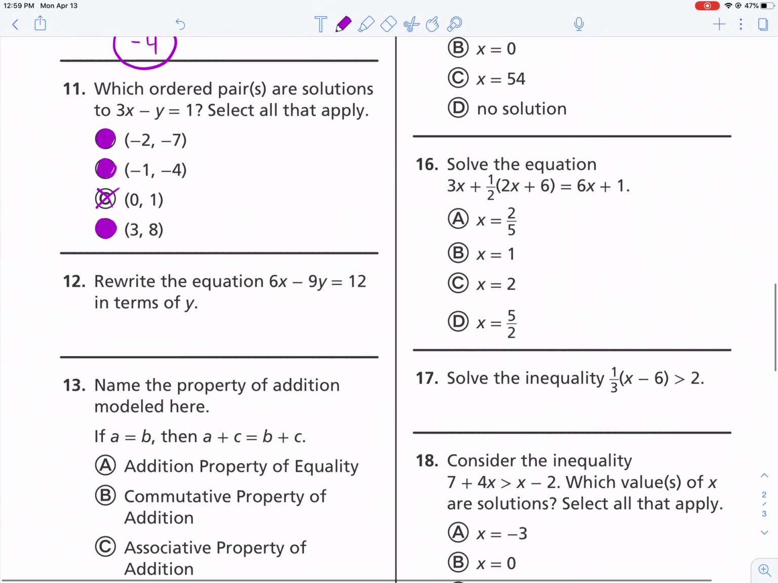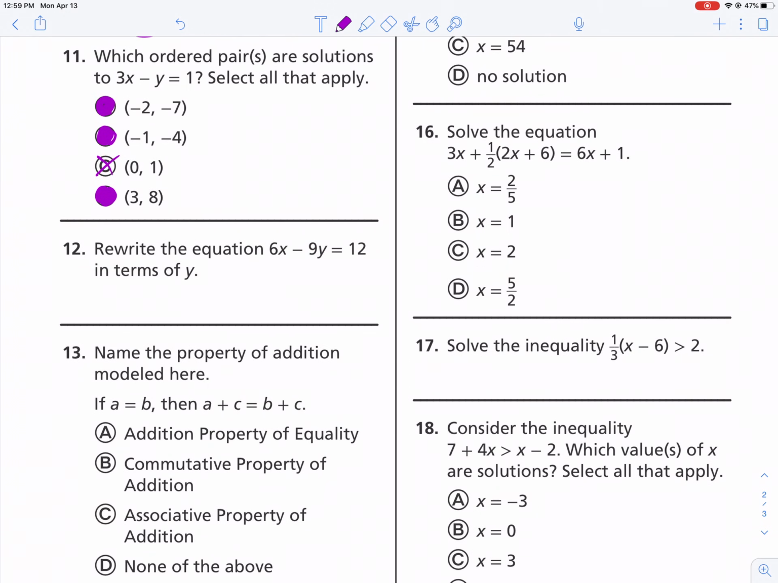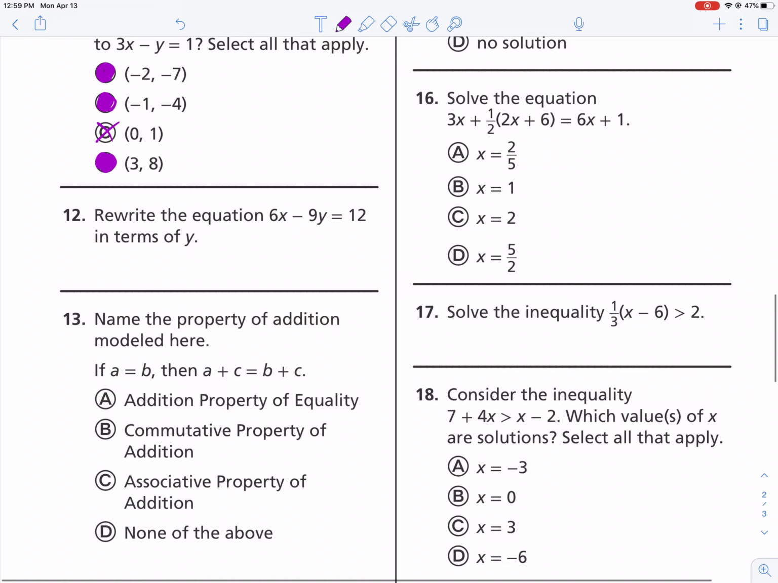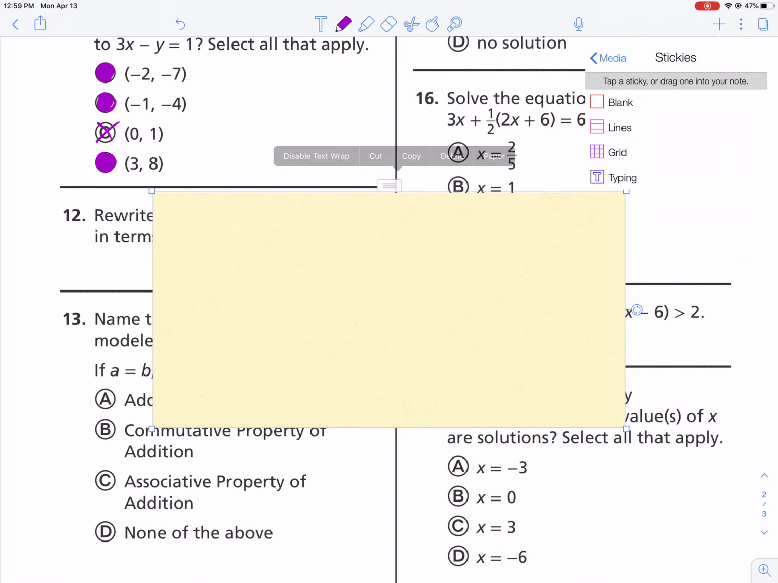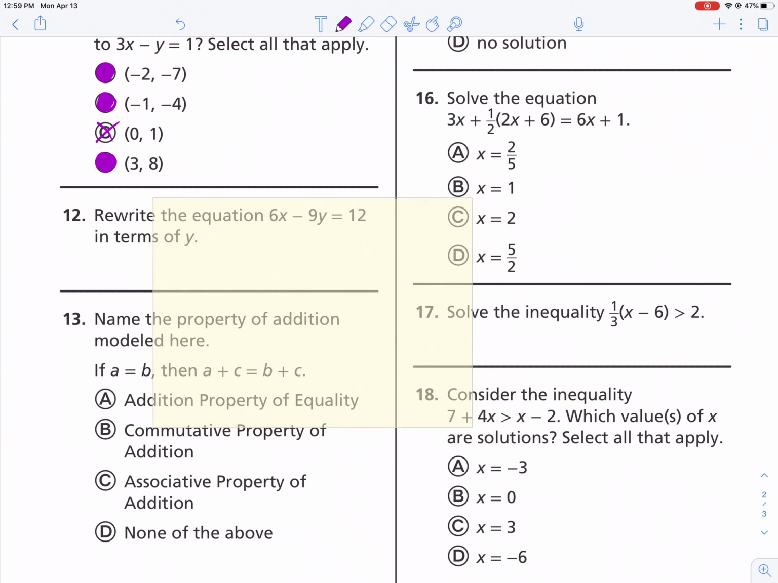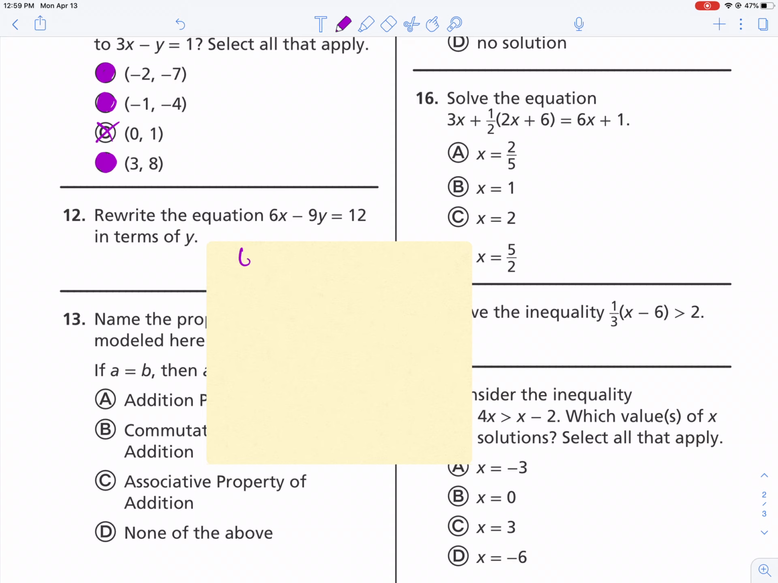Okay, number 12, rewrite the equation in terms of y. So that means we're just going to get the y by itself. So I'm going to use a blank one again to help us. We got some space to work with. So we're going to say 6x minus 9y equals 12. I'm going to get the y by itself, so I'm going to subtract 6x on both sides. Negative 9y equals negative 6x plus 12.